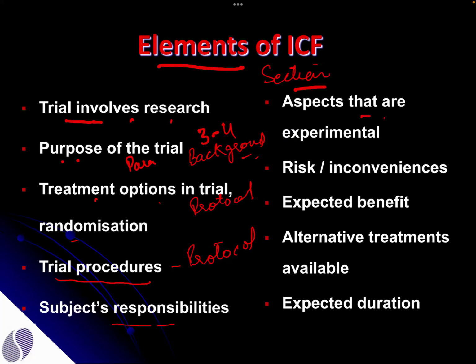They will also tell them what aspects of the trial are experimental in nature. Is there any risk or inconvenience? It may be an injection, it may be blood sampling, that may be an inconvenience to a patient, so they have to tell. Expected benefit. It may be a benefit to society. So they have to inform the patient. Alternate treatments available: they will also say that if you're saying no to this trial, these are the options available in the market. Expected duration, is it 1 year, is it 2 years, what is it, right? That will be explained in this section.